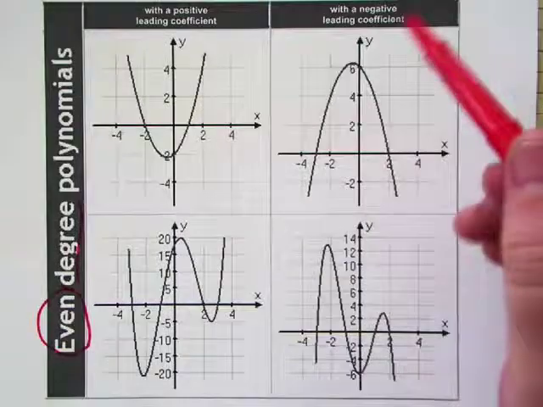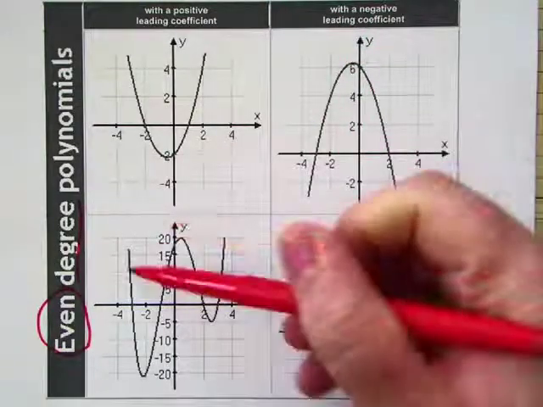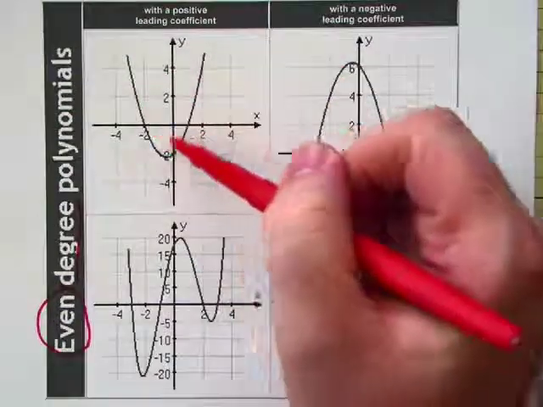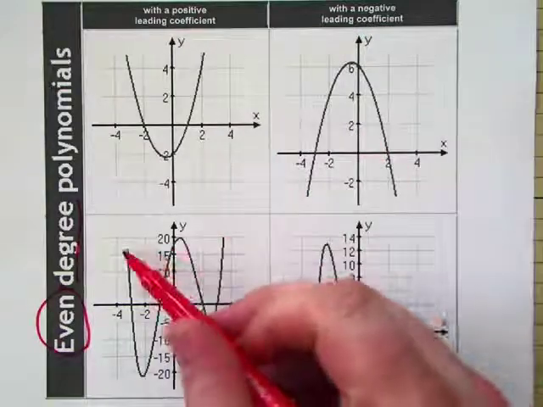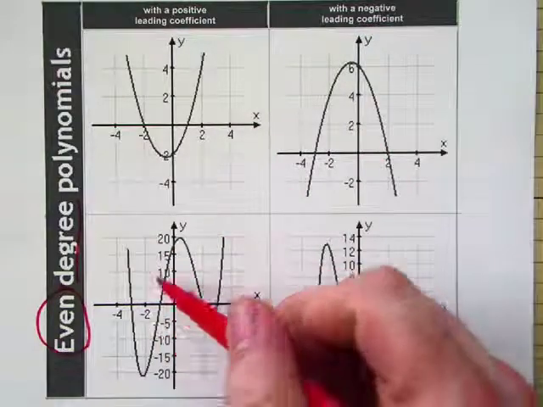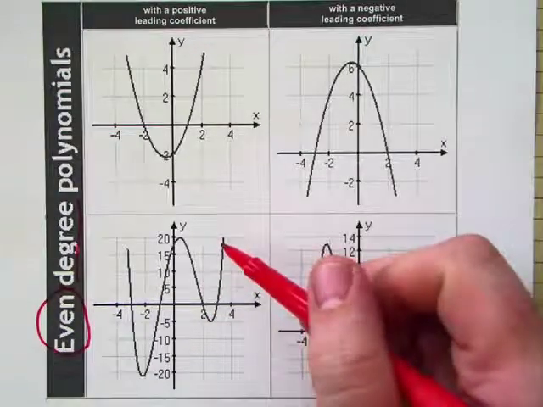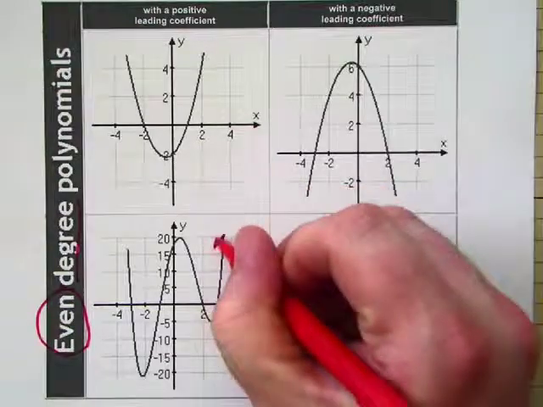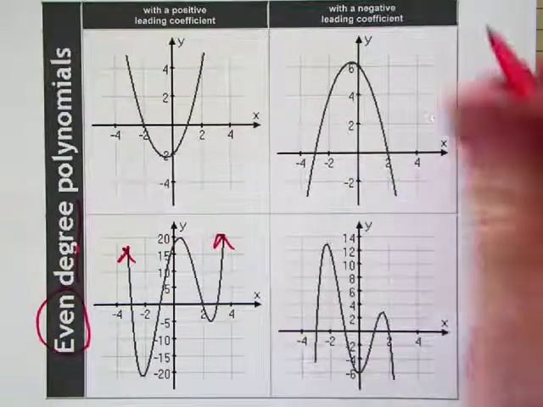When it's an even degree, you'll notice that both ends end at the same side. In this case, that one points up, and then it comes down and it points up again. Over here, it starts pointing up, and then it goes through its little turns, but it still ends pointing up. So even degree, both ends of the graph will point in the same direction.